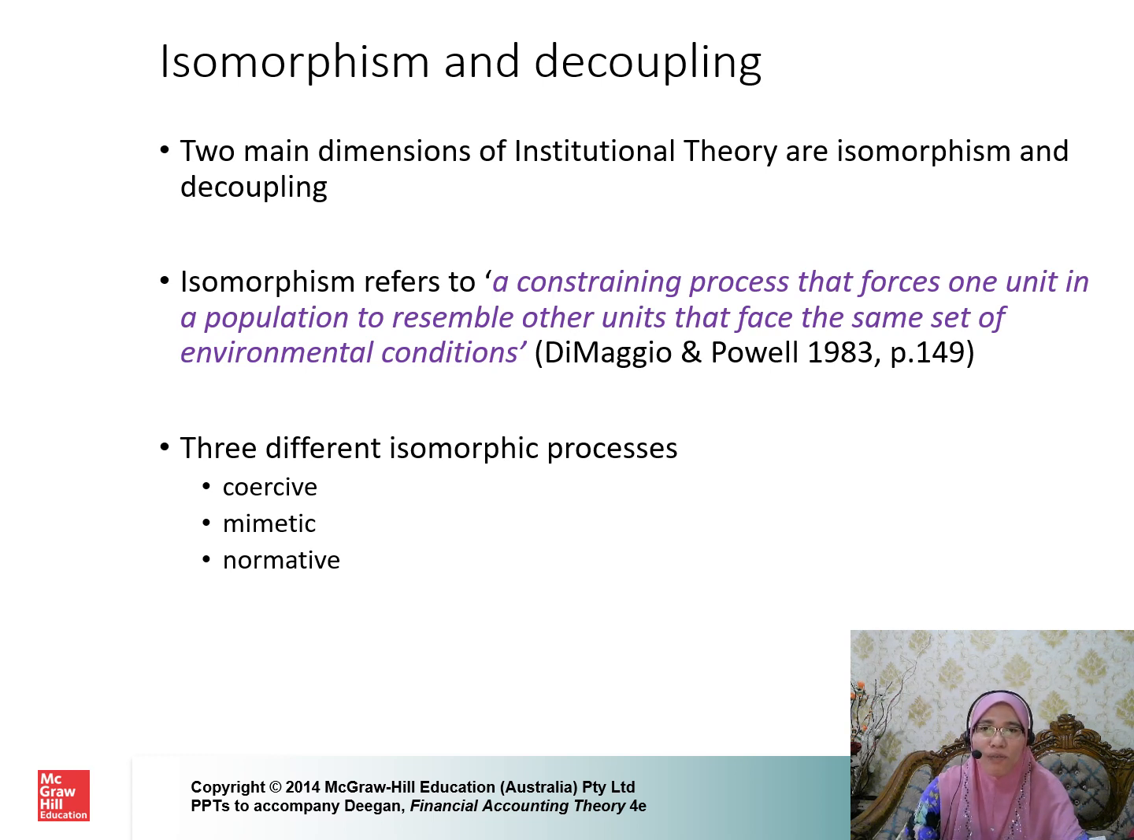Okay, so isomorphism refers to a constraining process that forces one unit in a population to resemble other units that face the same set of environmental conditions. So the company morphs into the environment. They try to resemble other units that face the same set of environmental conditions. There are three different isomorphic processes. The first one is coercive, second one is mimetic, and the third one is normative.